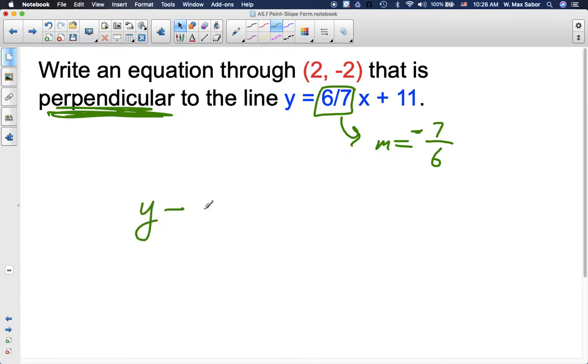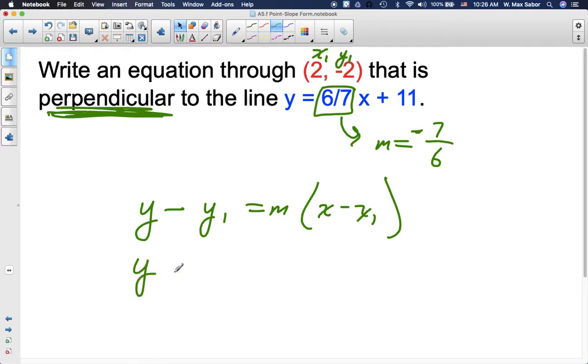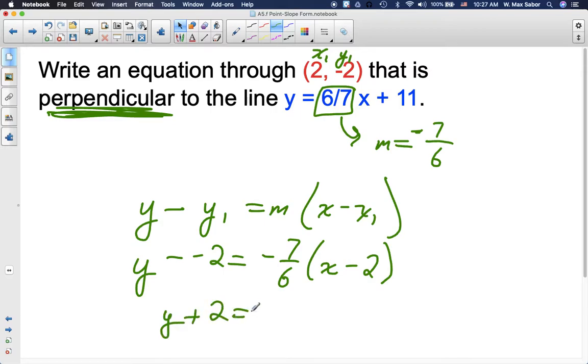Now, y minus y1 equals m times x minus x1, x1, y1. So y minus negative 2 equals negative 7/6 times x minus 2. And minus negative is going to be plus 2, and then minus 2. There we go.